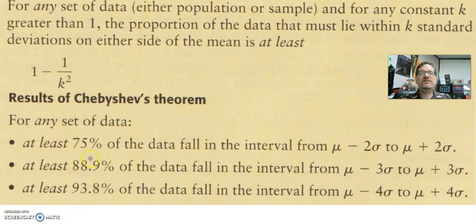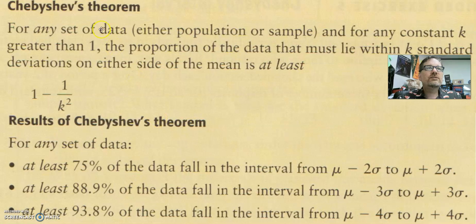For any set of data, 75% of the data will fall within 2 standard deviations of my mean. So population mean minus 2 times the population standard deviation. 88.9% of my data will fall within 3 standard deviations of the mean. Here's my mean, there's my population standard deviation. And at least 93.8% of my data will fall within 4 standard deviations of my mean, either front or back.